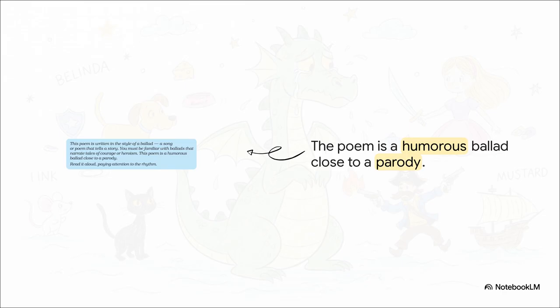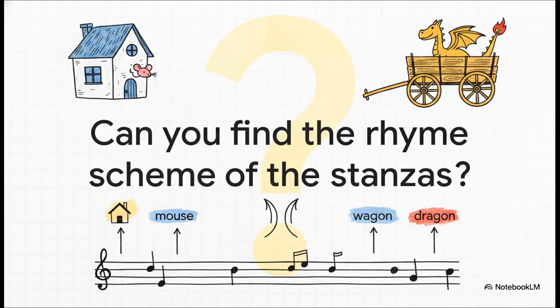Instead of a brave knight slaying a terrible beast, we have a timid dragon eating a cartoon pirate to save a group of boastful cowards. It's just brilliant subversion. Take a second and think about the rhyming words at the end of the lines. House and mouse, wagon and dragon. The poem follows a remarkably strict ABB rhyme scheme throughout.